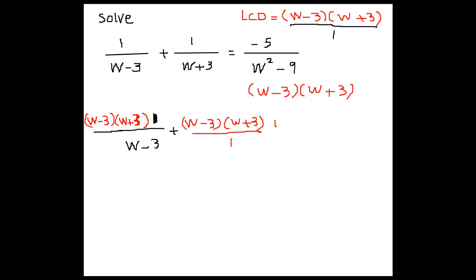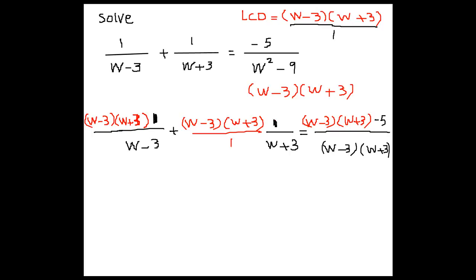So if I do the same thing with the second one, if I multiply the second fraction with the LCD, then here I get 1 over w plus 3, and then the last term the same way, w minus 3 times w plus 3, multiply that with the last term here. You notice that by doing this, I eliminate all the fractions. There's some restrictions involved here.